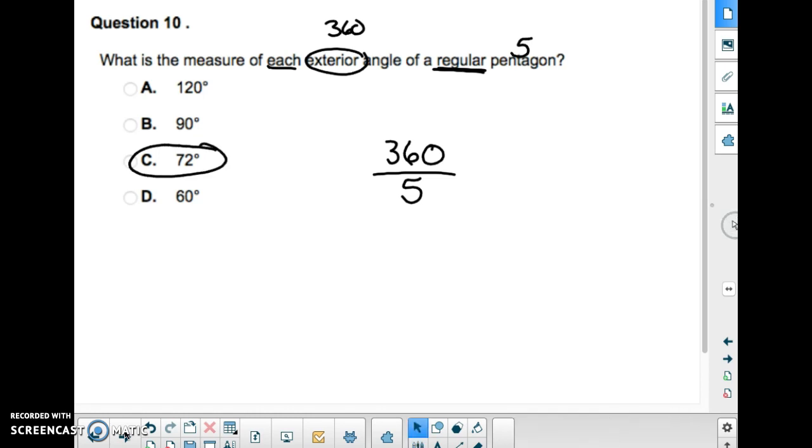So lots going on in this section. Play back any parts of the video you need. Go to Khan Academy or Google things about interior, exterior angles, or better yet, ask your favorite math teacher.